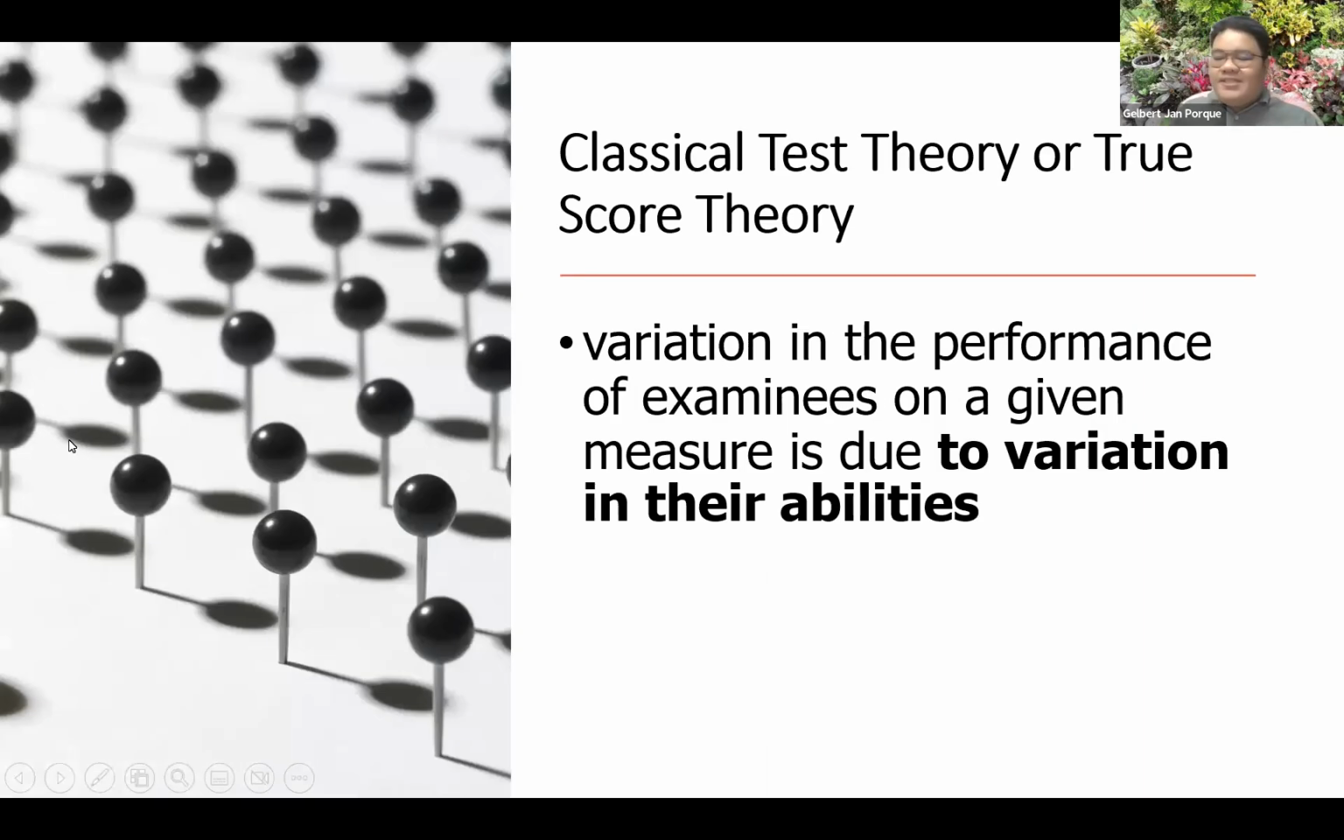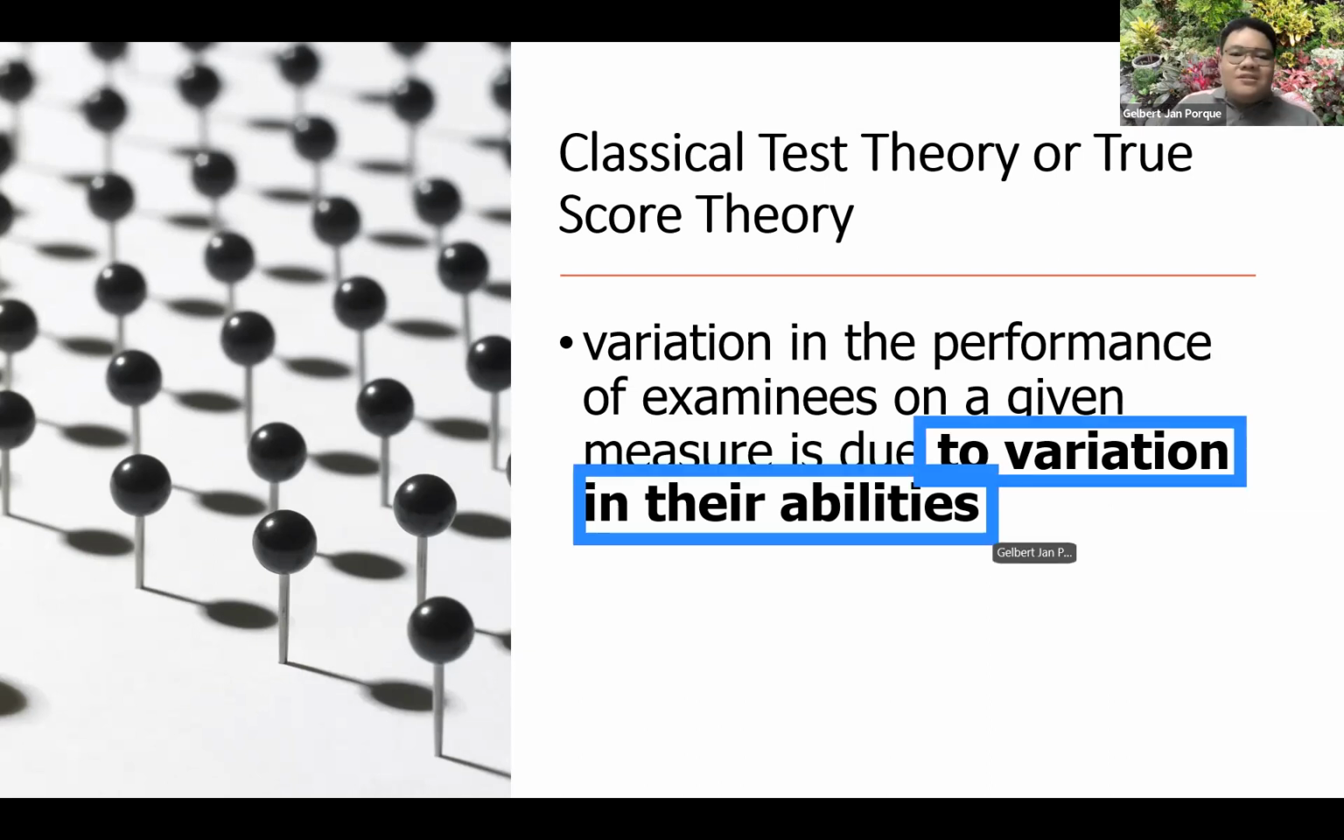So you have your CTT or your true score theory. Your CTT is also referred to as your classical test theory. What do we mean by classical test theory, class? It tells us that the variation in the performance of the examinees on a given measure is really due to the variation in their abilities. What do we mean by that? Notice that I've highlighted variation in their abilities.